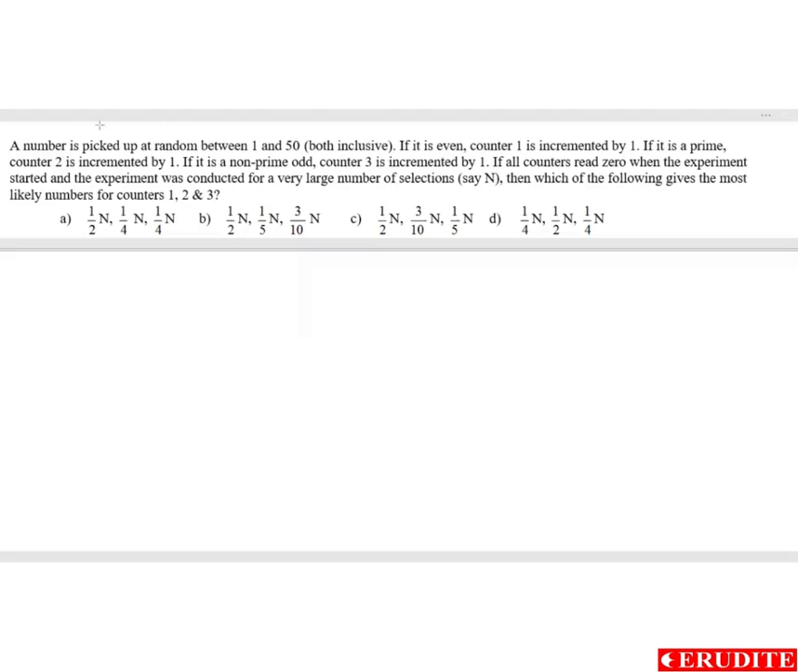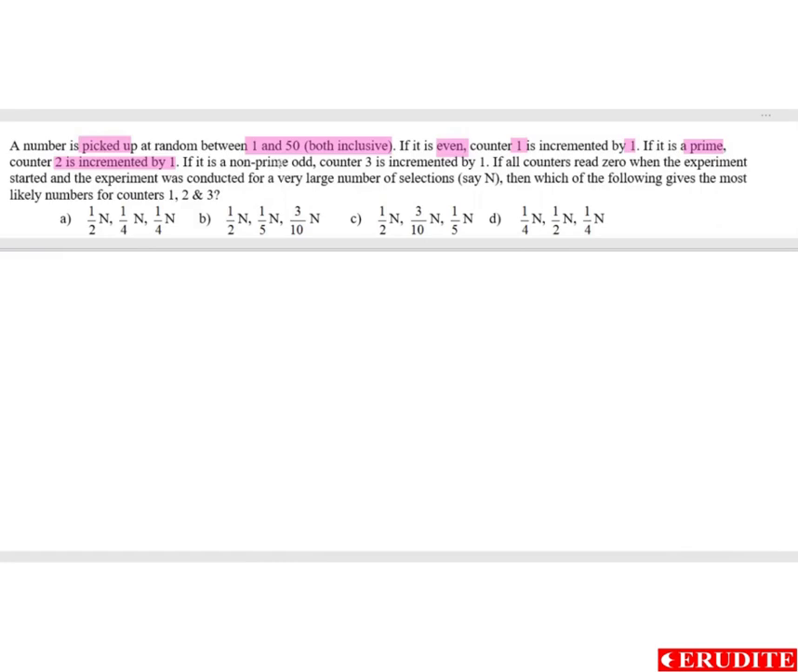A number is picked up at random from 1 to 50, both inclusive. If it is even, counter 1 is incremented by 1. If it is prime, counter 2 is incremented by 1.